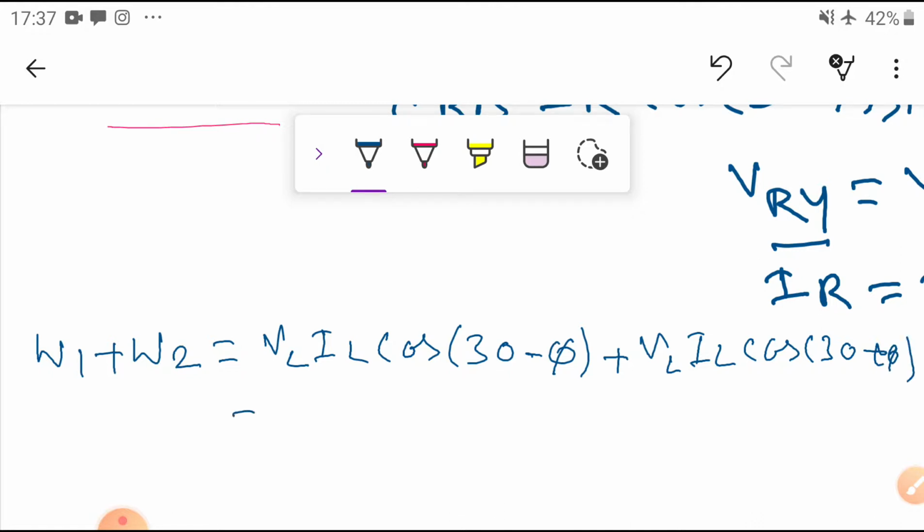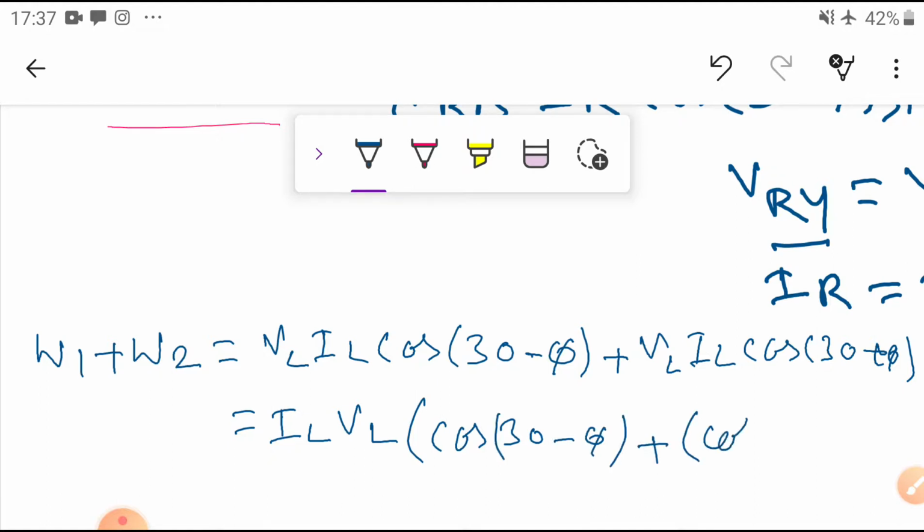Now, you can take it. So, VL IL is a common, VL and VL. Okay. Phase and voltage taken. So, what is the value? Cos(30 - 5) plus cos(30 + 5). Okay. So, this is taken out.